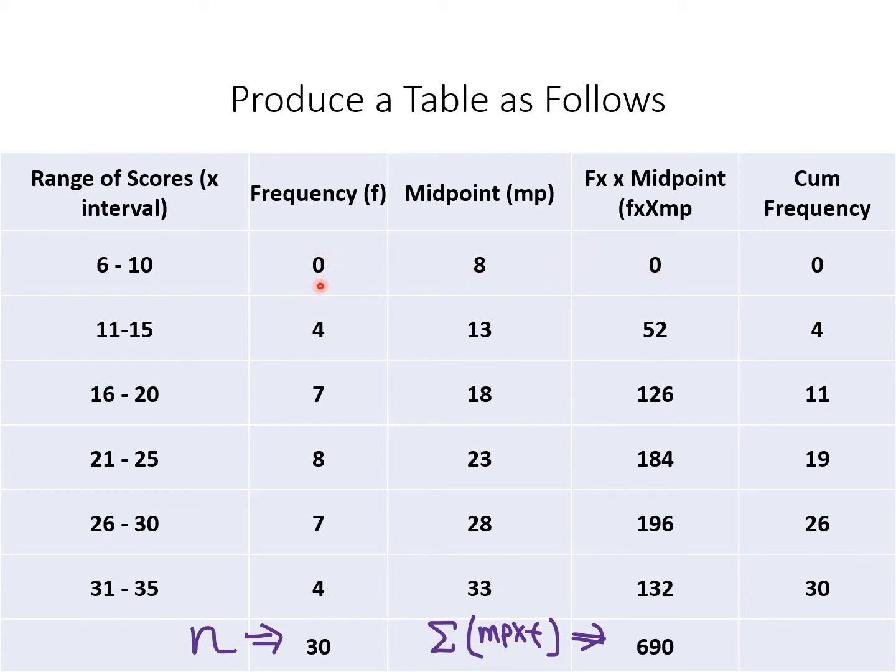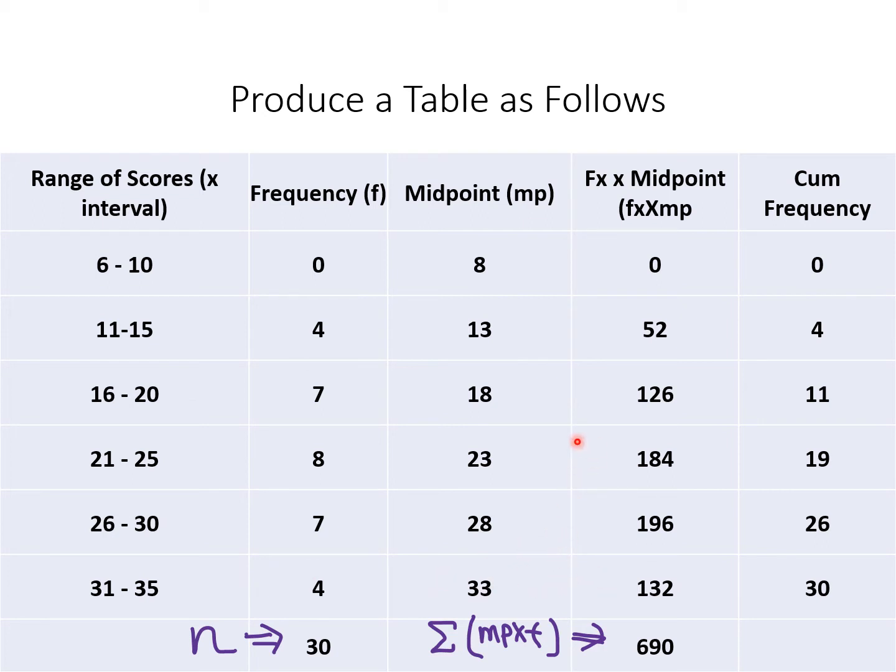The next thing we will do is multiply the frequency by the midpoint and put it in this column here. Obviously 8 by 0 is 0, 13 by 4 will give you 52, 18 by 7 will give you 126, 23 by 8 will give you 184, 28 by 7 will give you 196, 33 by 4 will give you 132. Again, your teacher may prefer you to use 30 to 35, which will change these somewhat.